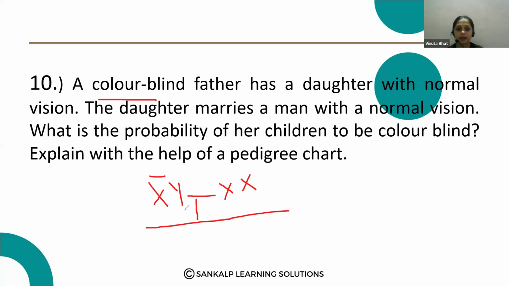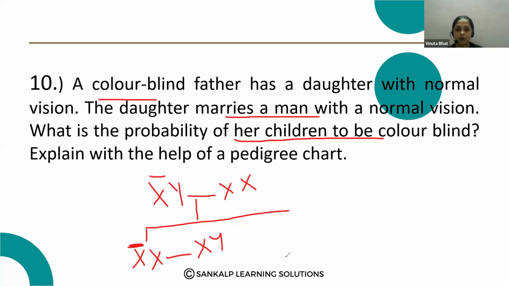But the daughter has normal vision, so she is not having color blindness because the mother is not a carrier. Here we assume the mother is not a carrier. The daughter marries a man with normal vision. So here, a normal vision man. What is the probability of her children being color blind?